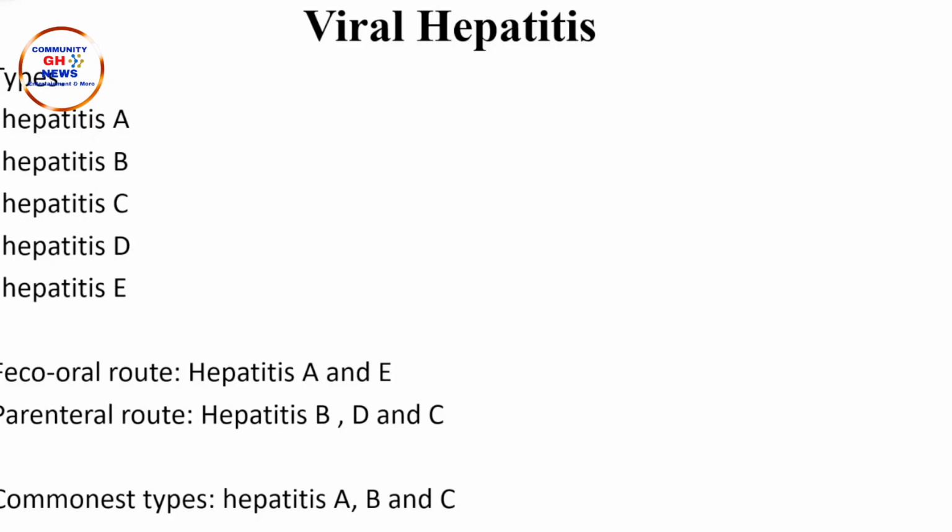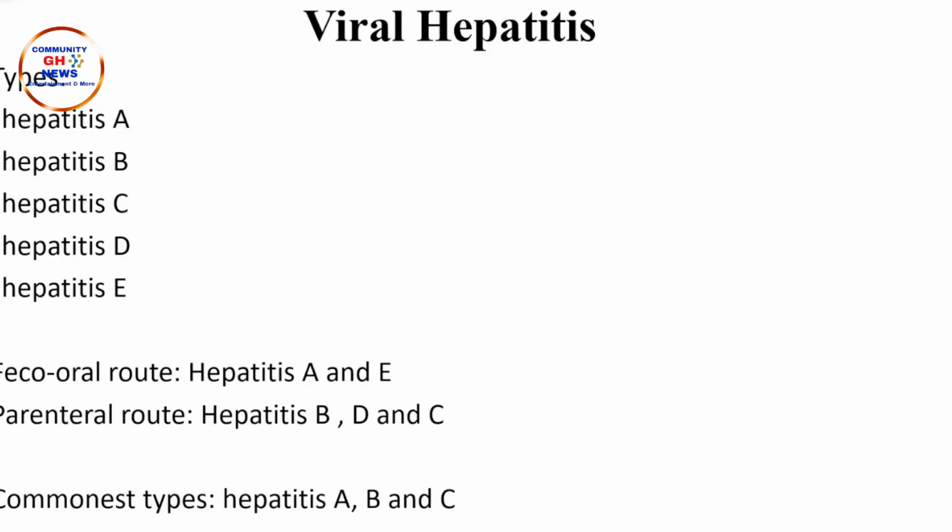These are the main types, but the commonest types that we have in our setting are mostly hepatitis A, B, and C. Also from the slide, you can see I've indicated that hepatitis A and E are mostly gotten through the fecal-oral route. This simply means that they are gotten through contamination of foods we eat or personal contact with people. Once you've used the washroom and you've not washed your hands, you go and touch any food. So it's mostly gotten through food.